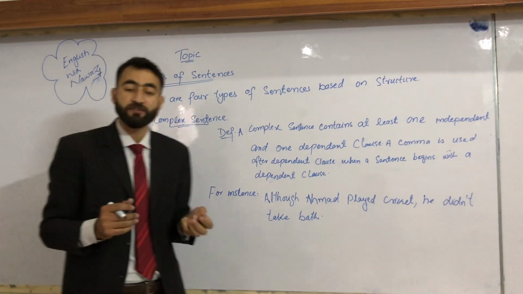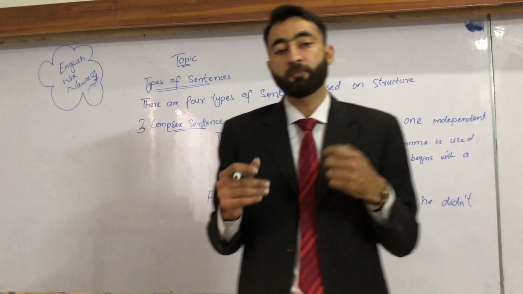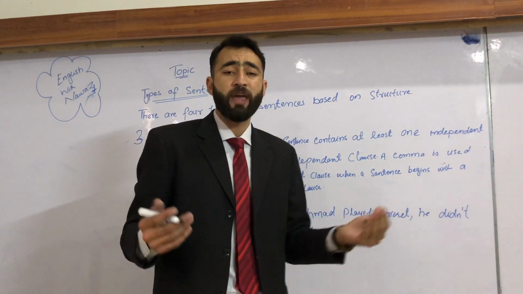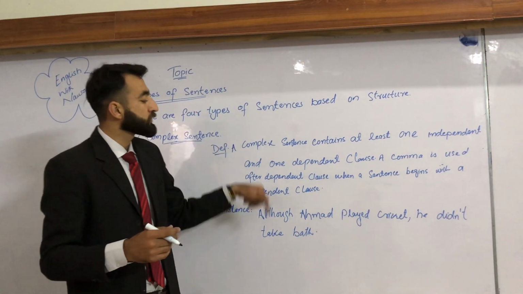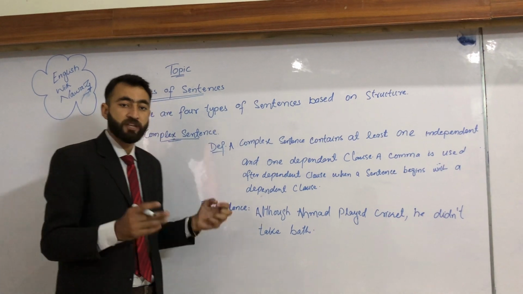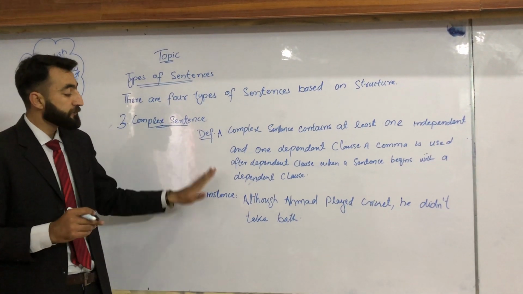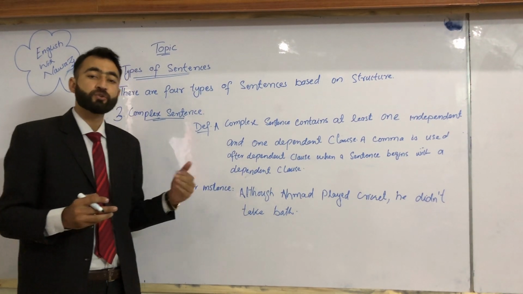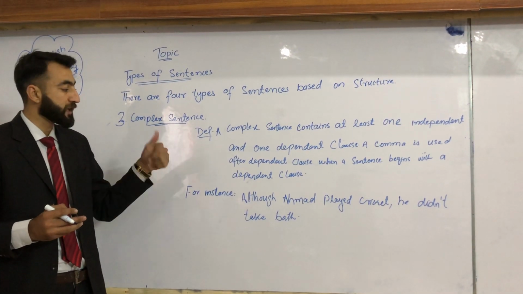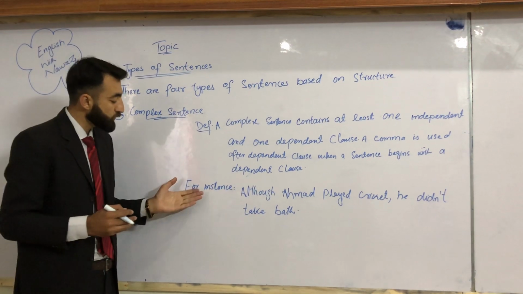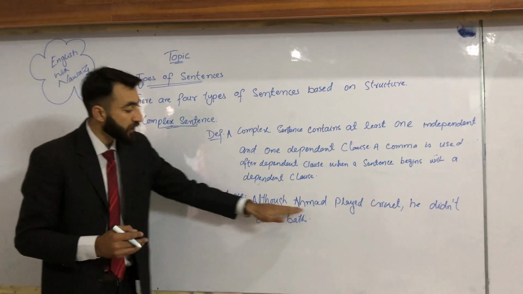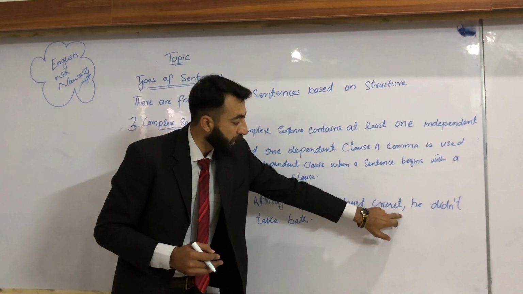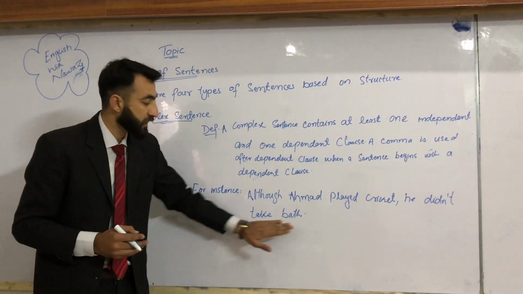If the sentence does not begin with a dependent clause, we don't have any need to put any comma in between these two clauses. I mean to say, if the sentence is beginning with a dependent clause, we must put a comma after that dependent clause. As I have given you the example here, although Ahmed played cricket, I put here a comma and then say he did not take bath.